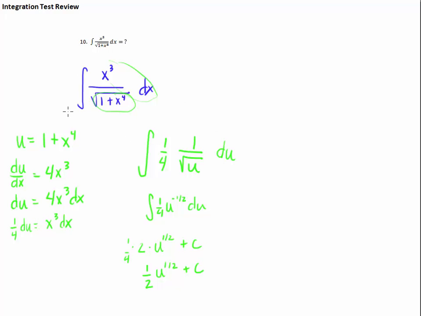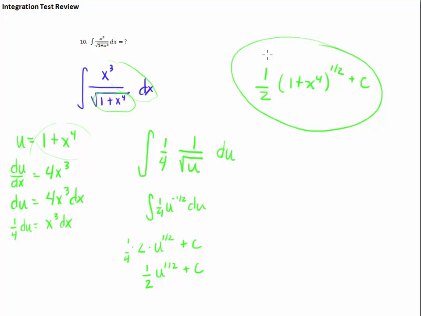Now I started with x's, so when I'm finding the antiderivative of this, I need to end with x's. So I actually have to replace this u with how it was related to x. So the final answer is going to be 1/2 times 1 plus x to the fourth, to the 1/2 power, or if you want to write that as a square root, that's fine too, plus c. And there's our answer.